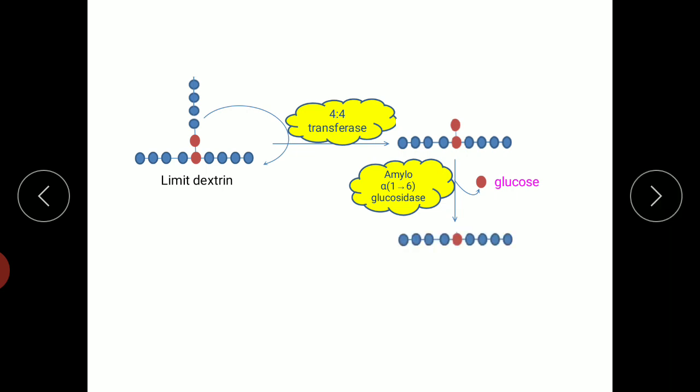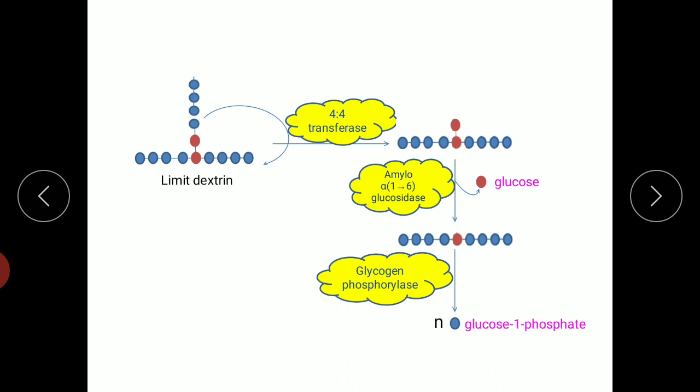What we have is a linear molecule, and this linear molecule can be acted upon by the previous enzyme, that is glycogen phosphorylase, because this linear chain contains only alpha 1,4 linkages, and this can be easily broken down by glycogen phosphorylase enzymes. And all these glucose molecules are released in the form of glucose 1-phosphate. You can get n number of glucose 1-phosphate.